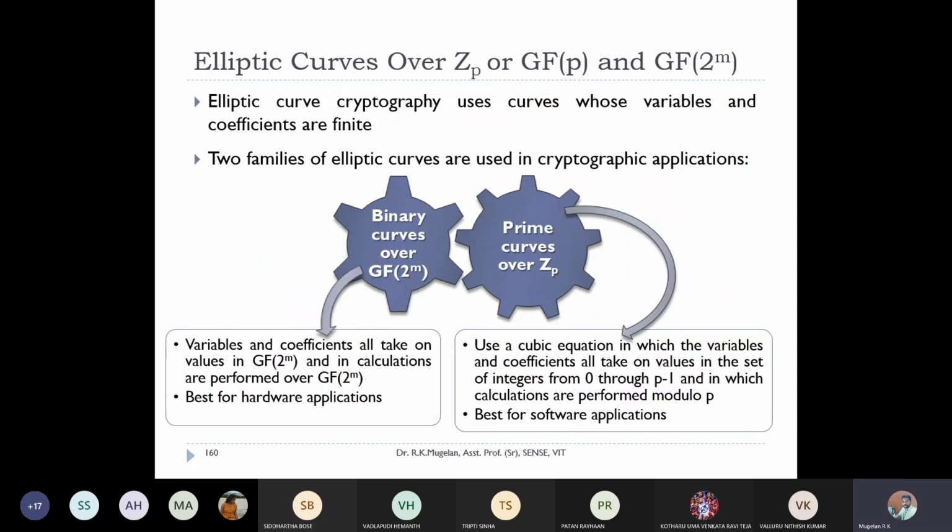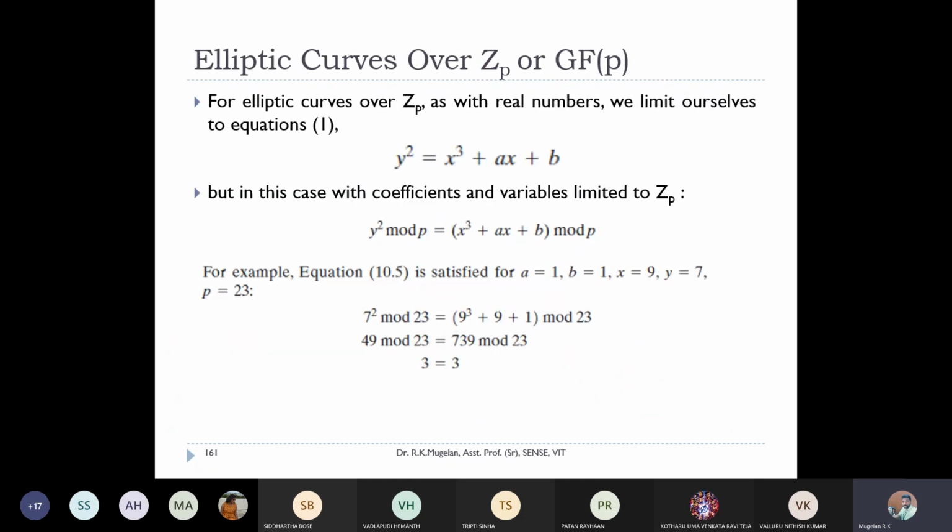Now we move on to elliptic curves over a set ZP, or a Galois field of P. We can go this way or we can go with Galois field of 2 power n, but as of now we'll be discussing this part alone. You see, the same expression, the only add-on with respect to cryptography is that I added a modulo operator on both the left hand side and right hand side so that I can satisfy the equation here.